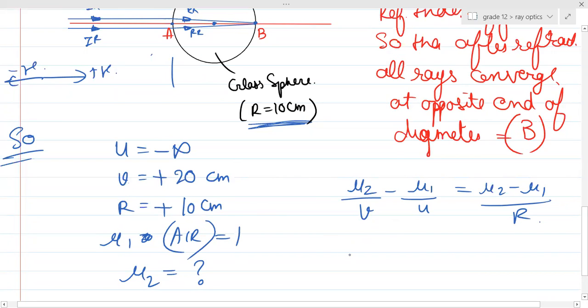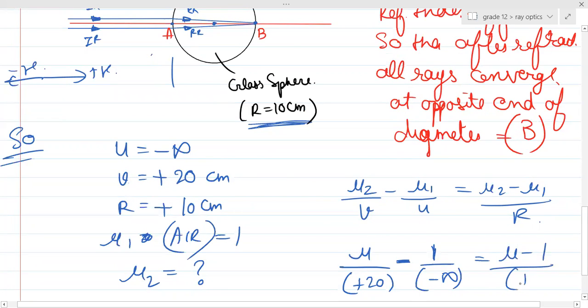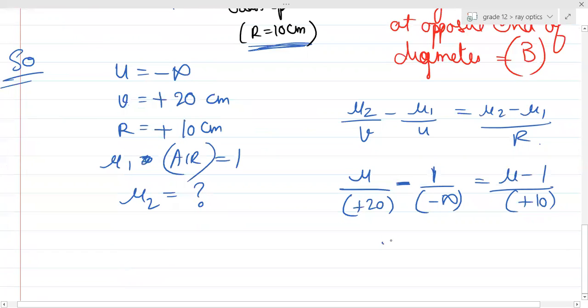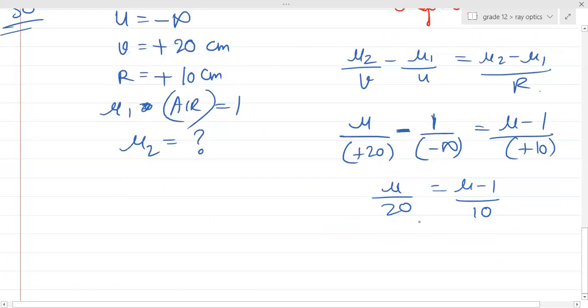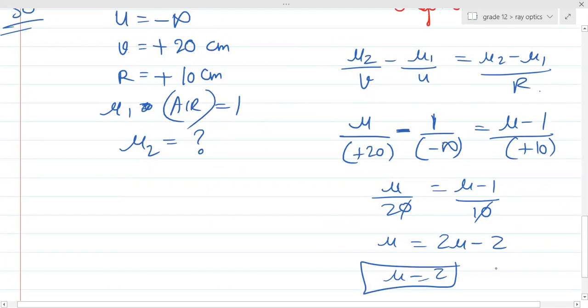So mu upon plus 20 minus 1 upon minus infinity, which will be 0 ultimately, is equal to mu minus 1 divided by plus 10. So mu by 20 is equal to mu minus 1 by 10. I think you people can solve it now. So mu is equal to twice of mu minus 2, and mu is equal to 2. And that's the answer. Easy. I told you, there are 5 variables involved. Please remember, out of these 5 variables, only one will be missing. We need to find out that missing one.